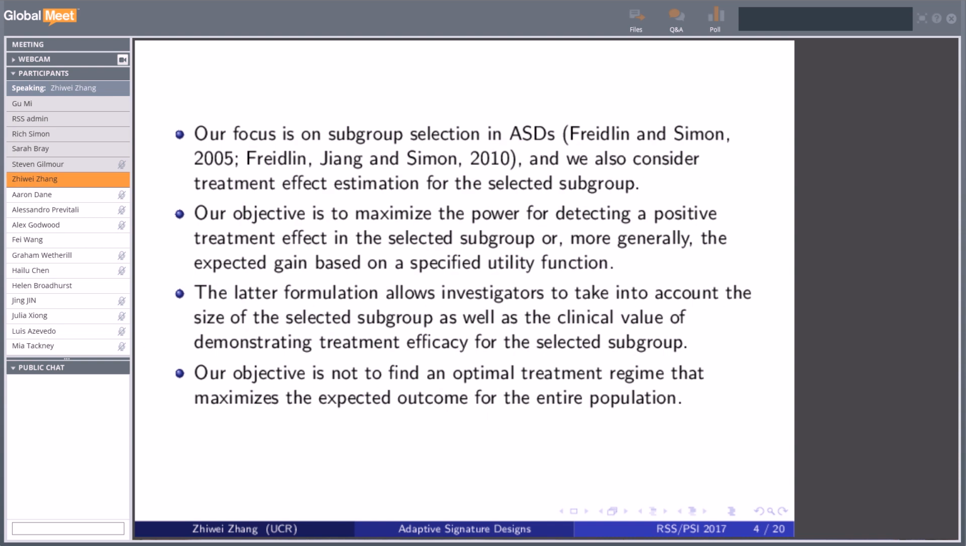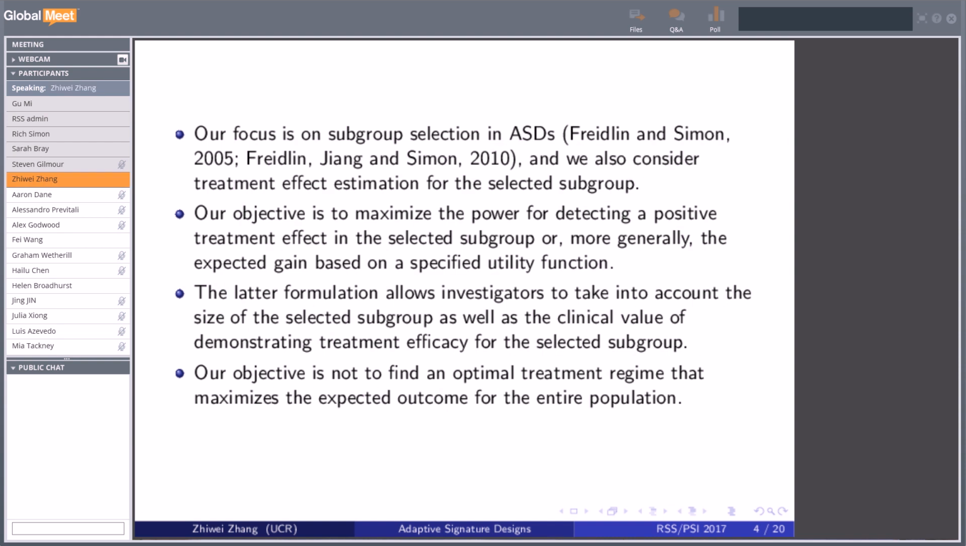So on the next slide, number 4, I believe, our focus in this work is on treatment subgroup selection in adaptive signature design, and we also consider treatment effect estimation for the selected subgroup. Dr. Simon and co-authors have proposed subgroup selection procedures for specific situations, and here we consider the problem of finding or approximating the optimal subgroup.